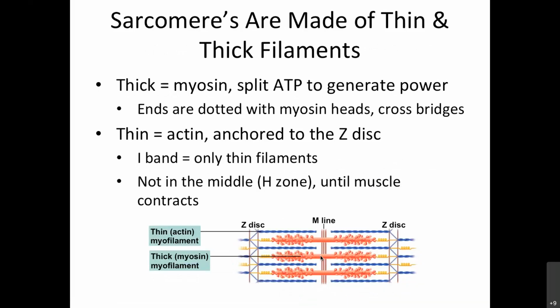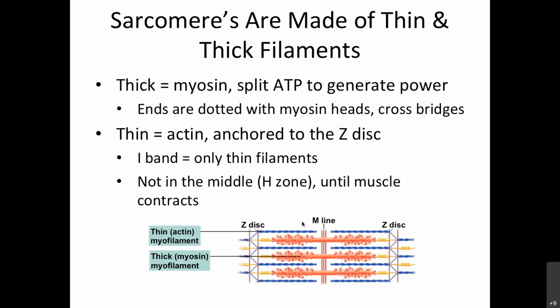Draw a sarcomere. Okay. If we zoom in on the sarcomere, again, the sarcomere goes from Z disc to Z disc, and the thin filaments are actin, and they're anchored to the Z disc, but they're not present in the middle, the H zone. The thick filaments are myosin. Myosin is what does the work, okay? Myosin is going to split ATP to generate the power needed to pull actin to the middle.